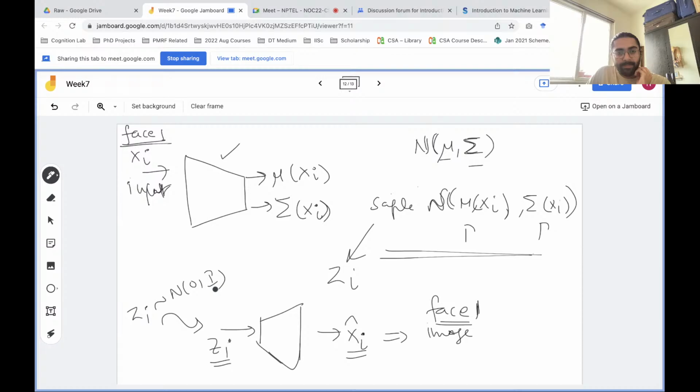To generate different faces, you just keep on sampling different z's from this distribution and pass it through a neural network which takes your z to x space. Okay, this is one idea. The other idea which is there currently in research is this.